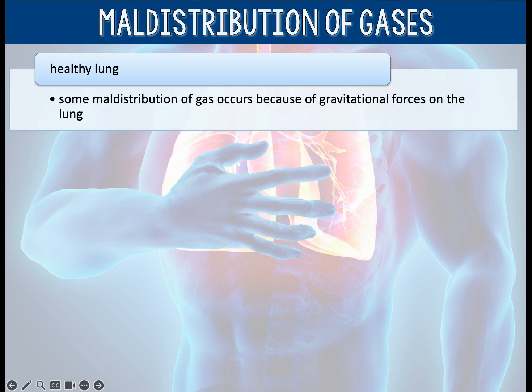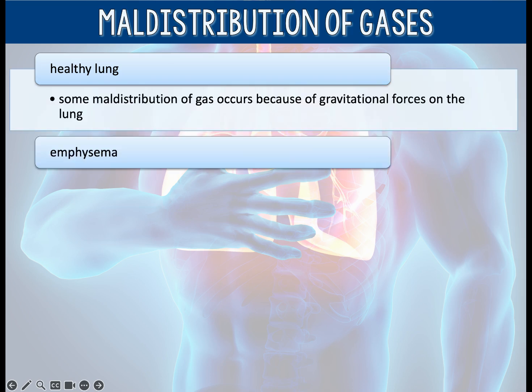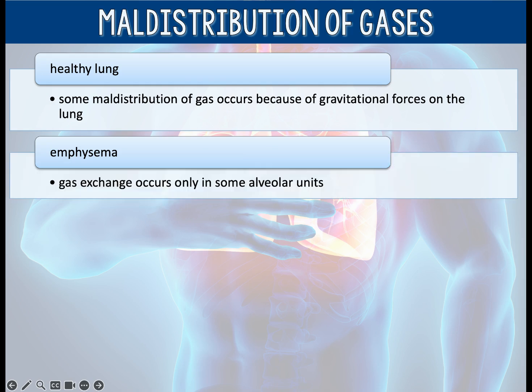In obstructive pulmonary diseases, no, let's talk about emphysema first. Emphysema is because there's some damage to the lung tissues, and in this case, gas exchange occurs only in some alveolar units because there's damage to the tissues in emphysema, and so some of the gas exchange doesn't happen at all in those damaged areas.